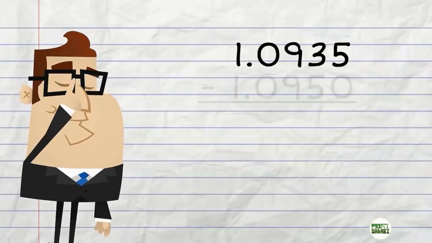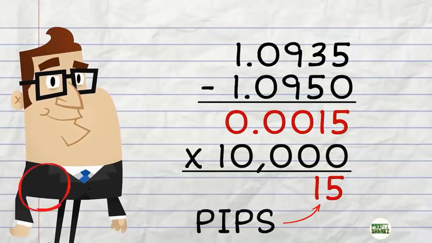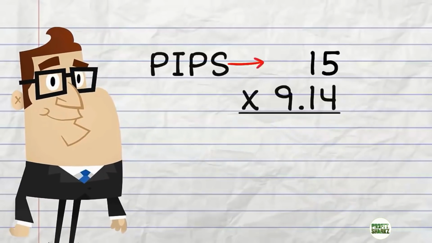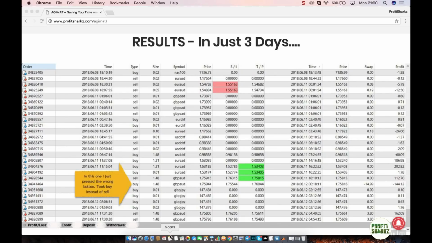So you take the difference between the two, which will give you 15 pips, and that's actually what your trade would be worth. Now, if you want to convert that into currency, all you do is you multiply it by the 9.14, and that would actually give you your $137 worth of profit.